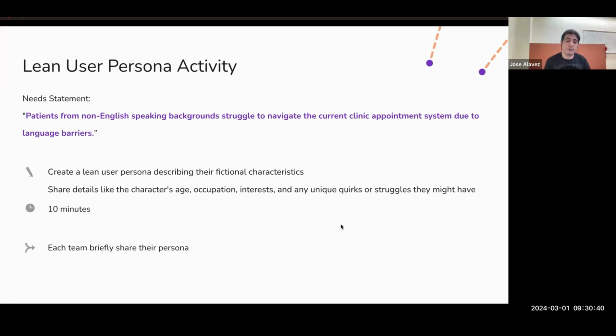You will put in this template the character, occupation, the interest, the unique struggles that they may have. You will have 10 minutes to create this potential user persona for this application. After those 10 minutes working in the template, we're going to provide a link in a few seconds.